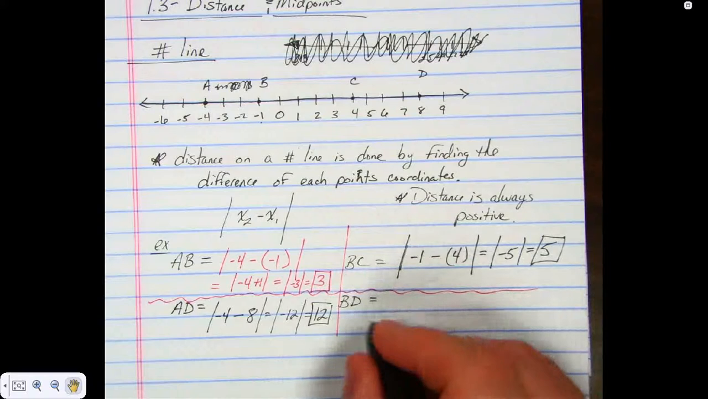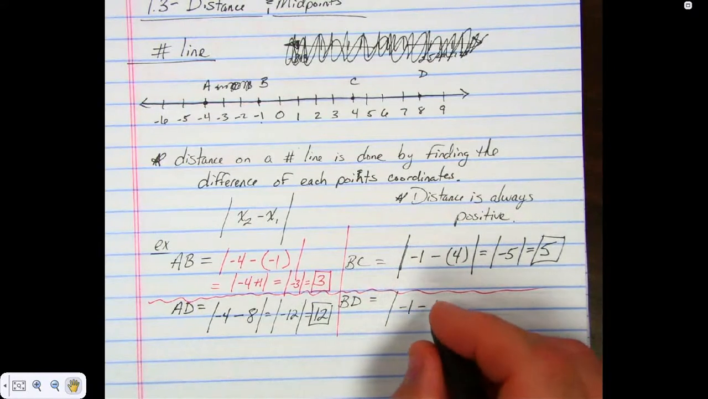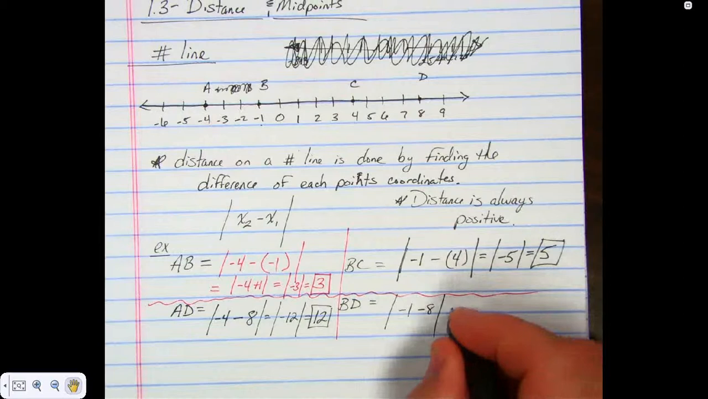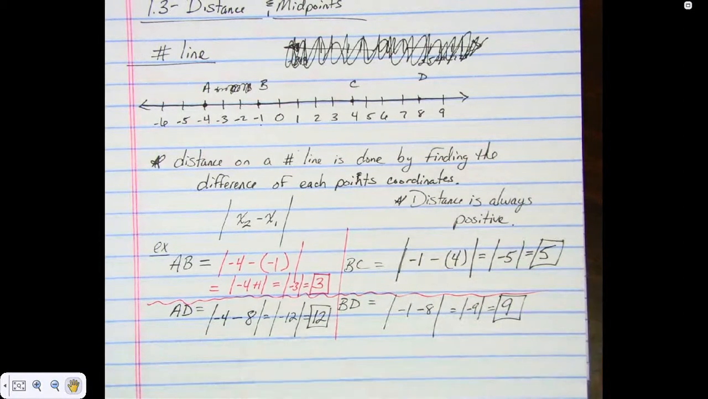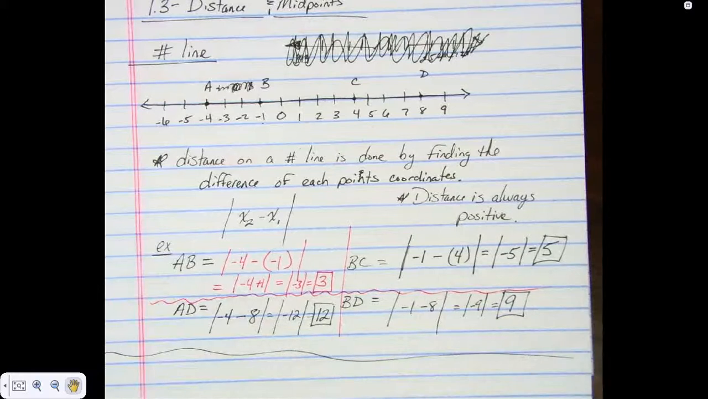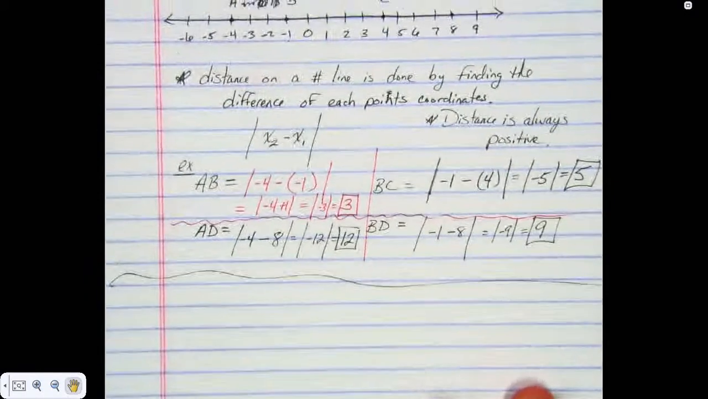The distance is 12. BD, coordinates of B is -1, minus the coordinates of D is what? 8. That'd be -9. Makes your distance what? 9. Not so bad, is it? Nope. I promise you we'll have things you'll like a lot less.